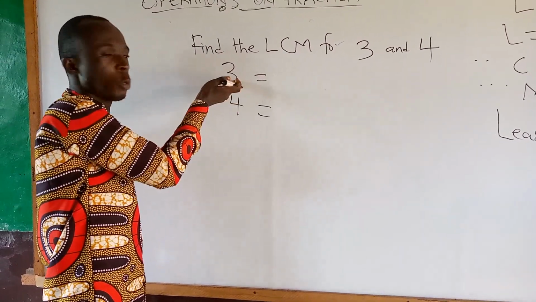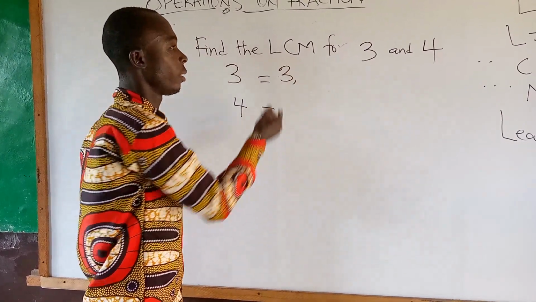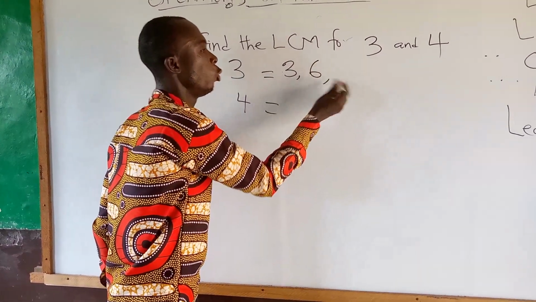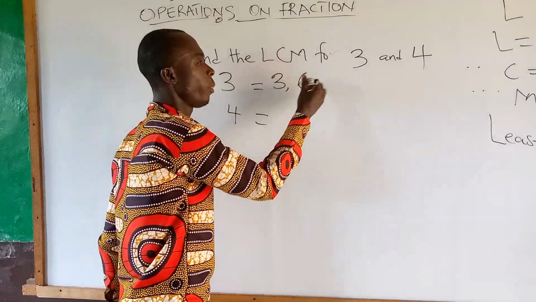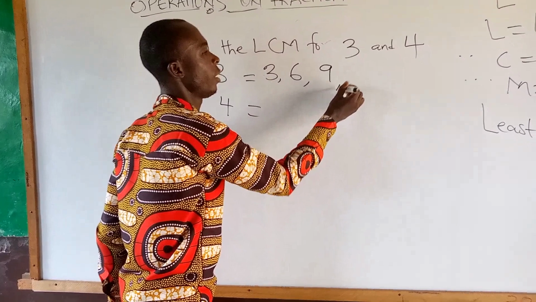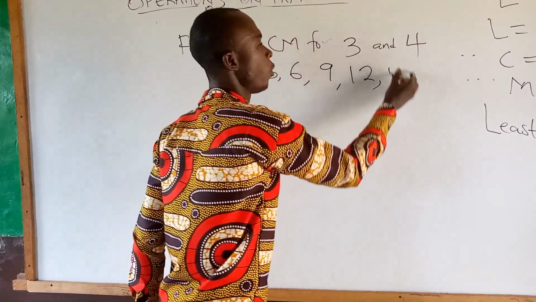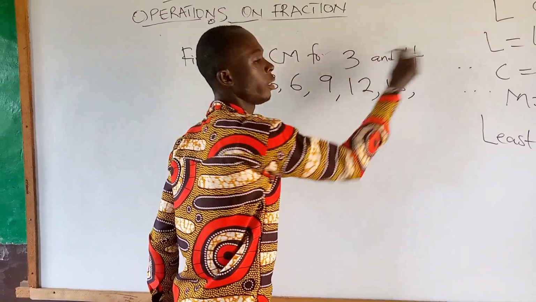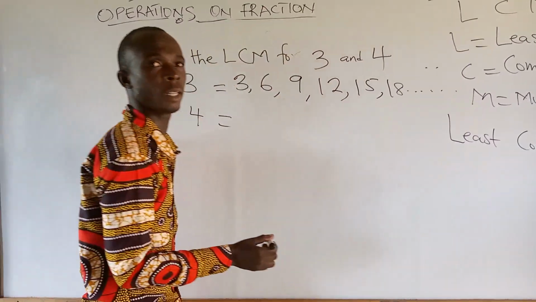So the multiples of 3, you start from 3. 3 plus 3 is 6. You keep adding 3 to the value you get. 3 plus 6 is what? 9. 3 plus 9 is what? 12. 3 plus 12, 15. 3 plus 15, 18. Let us end here.